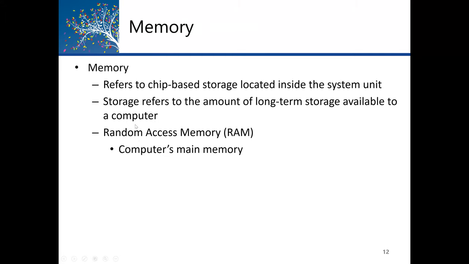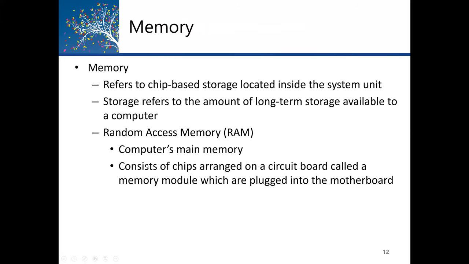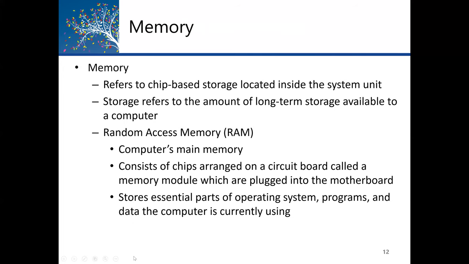So we call the random access memory RAM as the computer's main memory. And it consists of chips arranged on a circuit board called a memory module, which are also plugged into the motherboard. It stores essential parts of the operating system, programs, and data that the computer is currently using. So most of the time when we are working with our computer, we work from the RAM. Our data will be loaded to the RAM and we do our work from there.